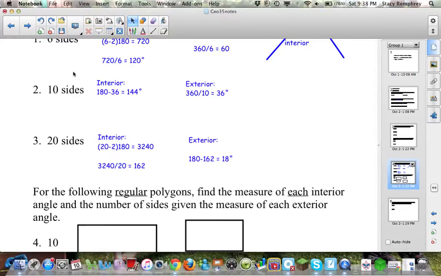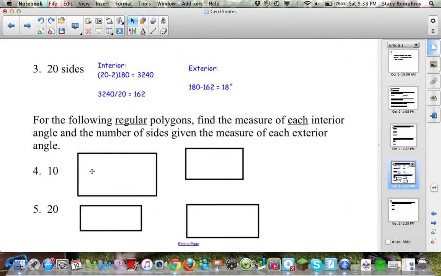Also take a minute here. As the number of sides increased, look at the interior angles. What do you see with each interior angle? Hopefully you say they're getting bigger and bigger and bigger. And the exterior angles are getting smaller and smaller and smaller.